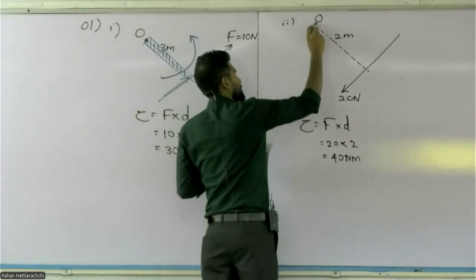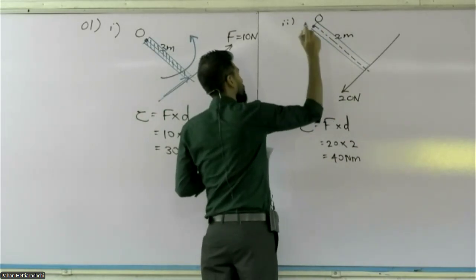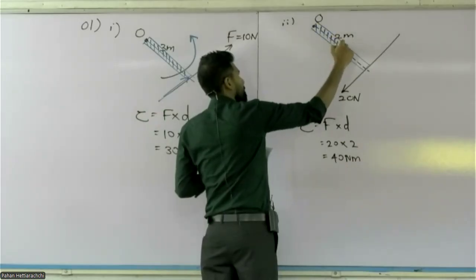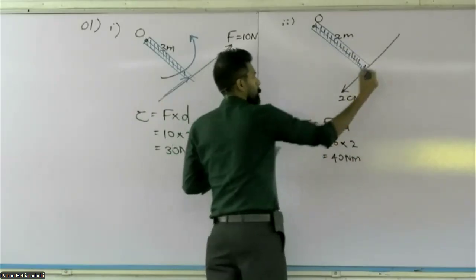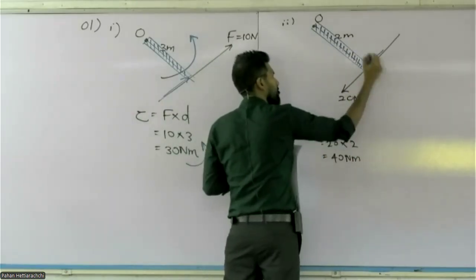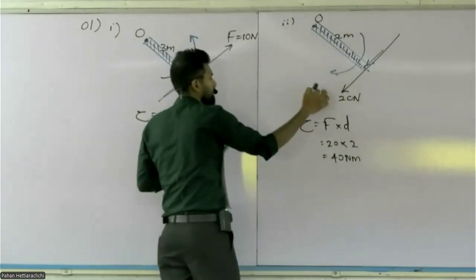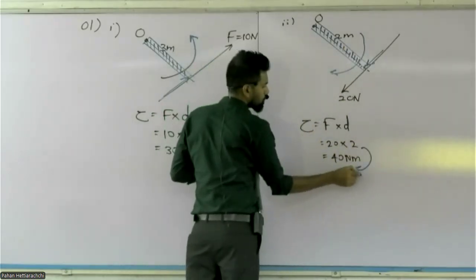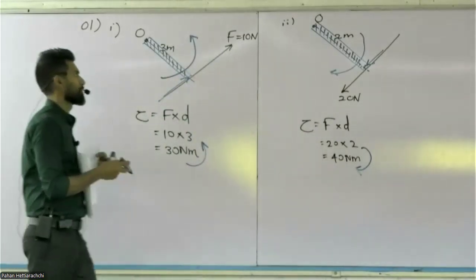Okay, let's assume it's a meter ruler pivoted from O, and it lies like this. You are pushing it like this. What will happen? It will rotate like this. And this is a clockwise moment. It's rotating clockwise. It's a clockwise moment.